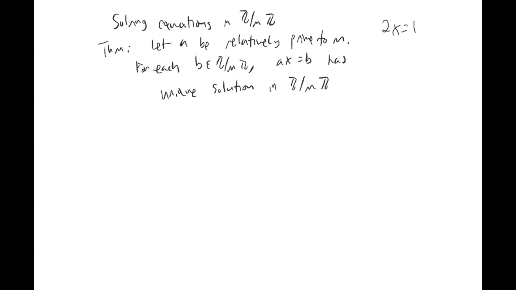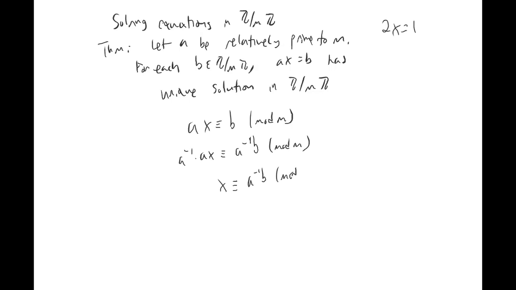It's not a trick question, by the way. Yeah, you divide by two. So same exact thing here, except what is divide in Z mod mZ? Divide is multiply by inverse. It's clearly unique because all you're doing is multiplying by a inverse on both sides. So x is congruent to a inverse b mod m. Do you all see that?